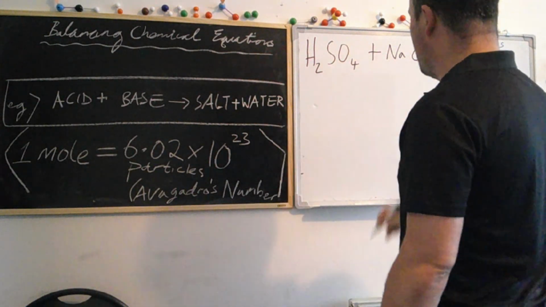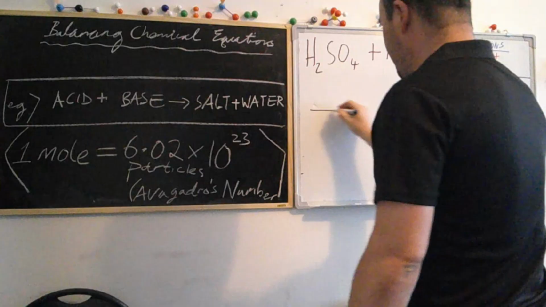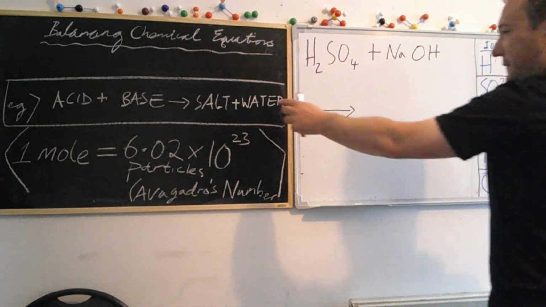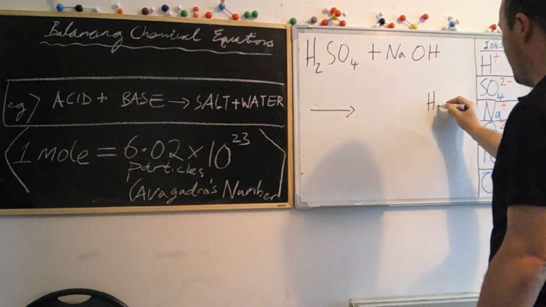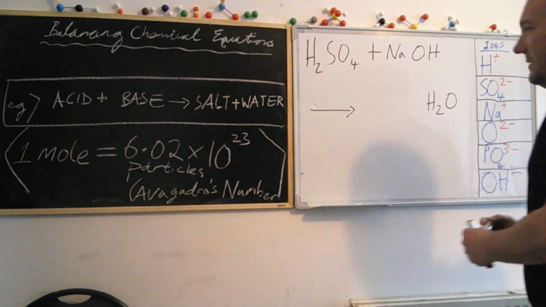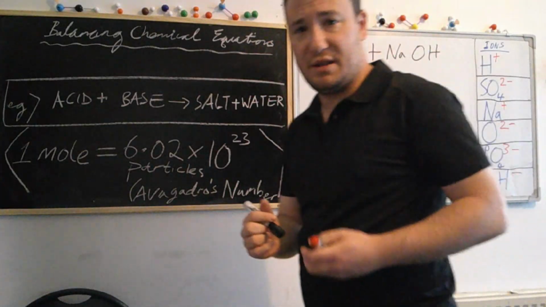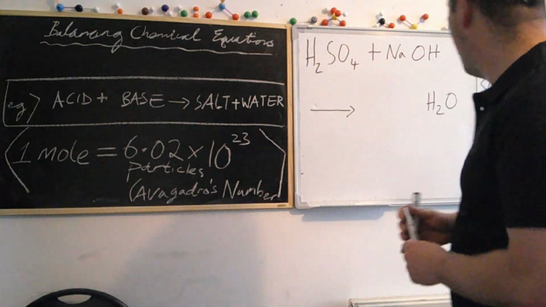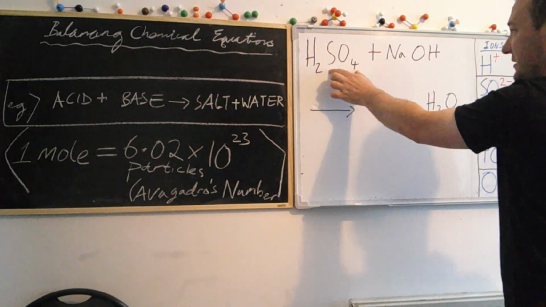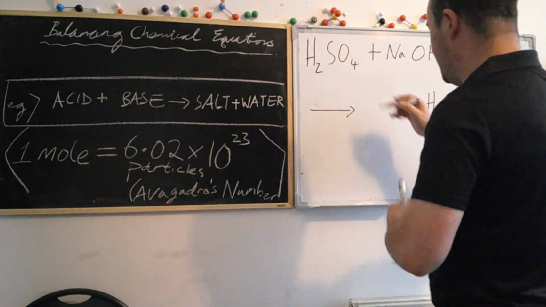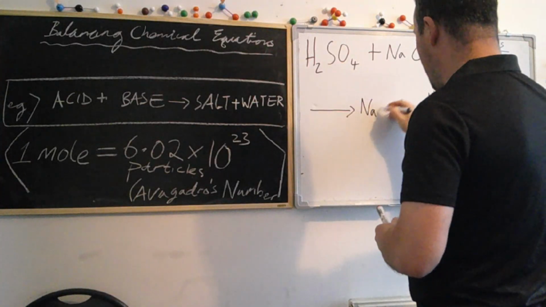Okay, so we know from here we're going to get water, so I'm going to put that at the end, H2O. And then my salt. So my salt is going to be made up of the sodium and the sulfate ions. These are what's left. So sodium is here and sulfate.